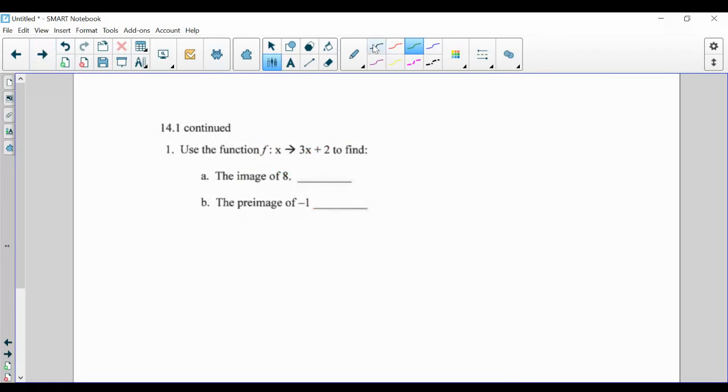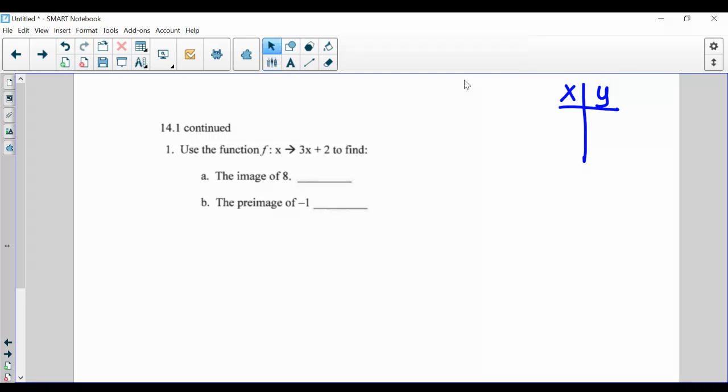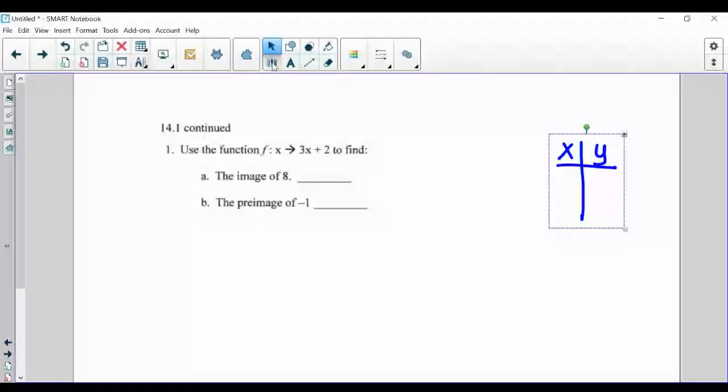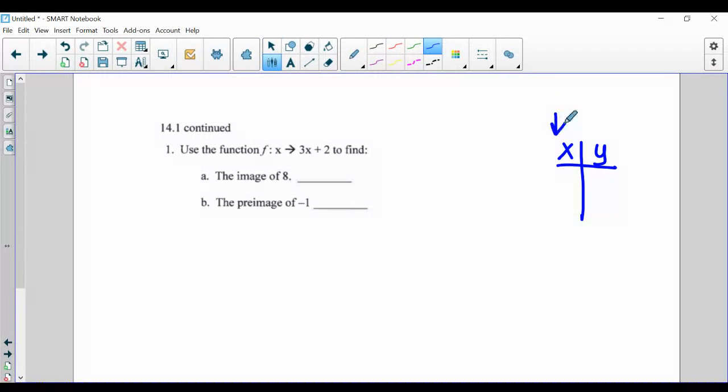And on to the last problems. We saw this in class. I'm just redoing this problem. We're looking for the image of 8. So the image is what comes after. So in terms of x and y, what came first is the pre-image. And then y is representing our image.